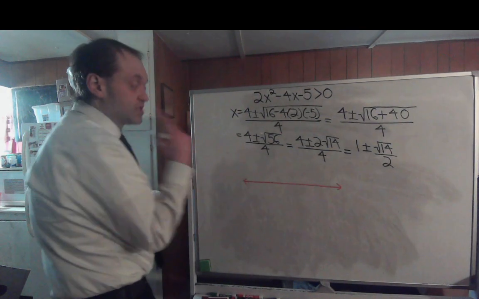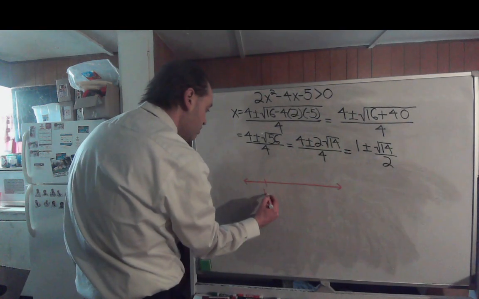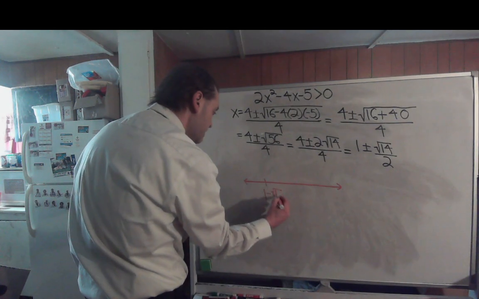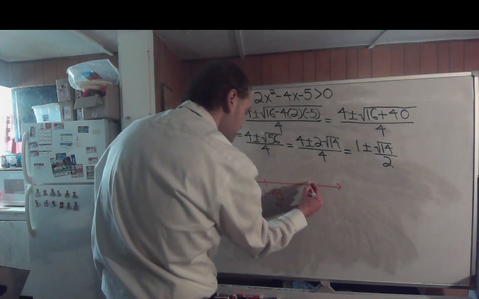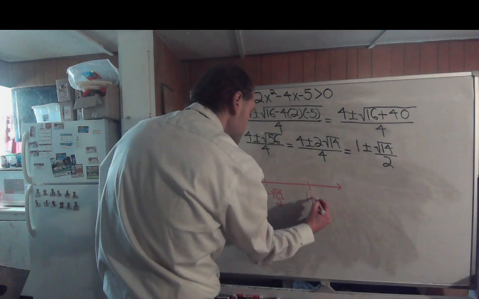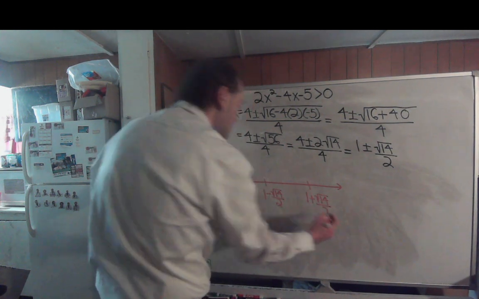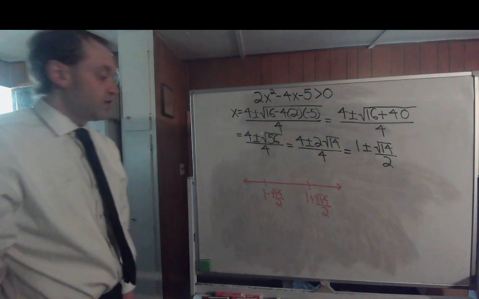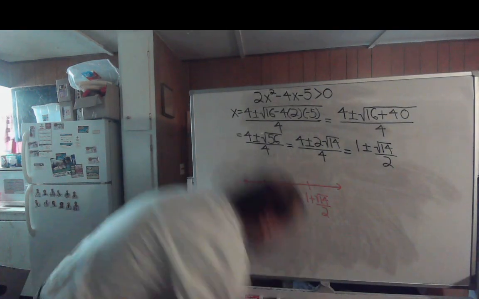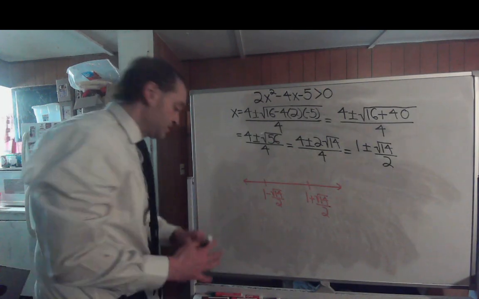So obviously 1 minus the square root of 14 over 2 would be smaller. And then of course the bigger number is 1 plus the square root of 14 over 2. So we need to figure out our intervals here. Since the inequality is greater than 0, we need positive results.